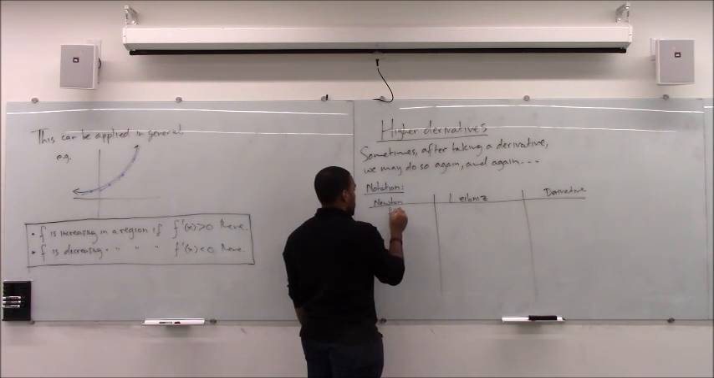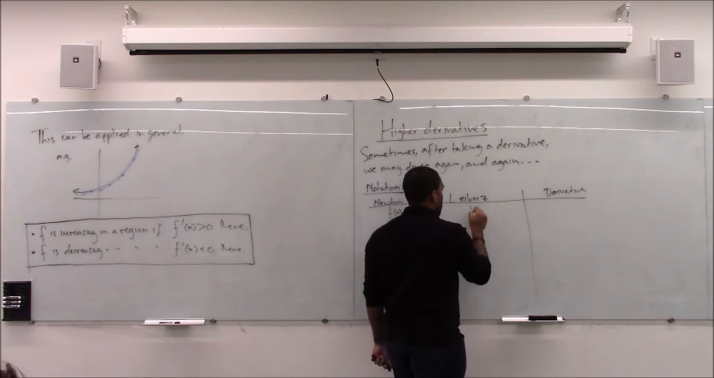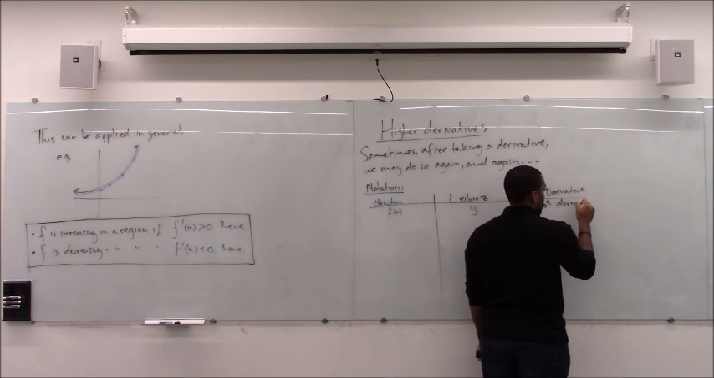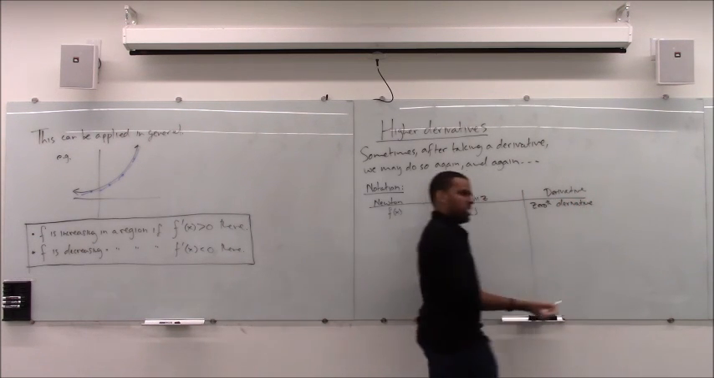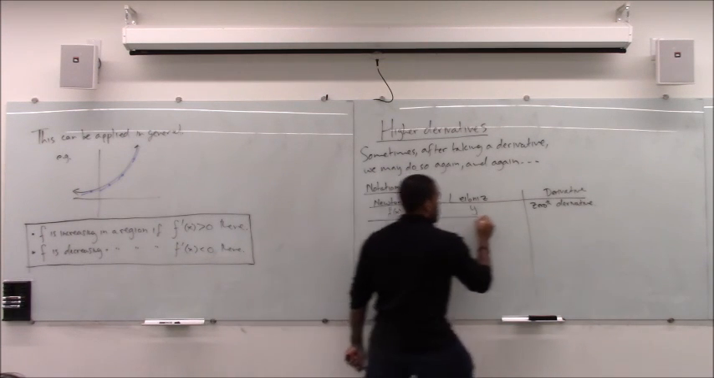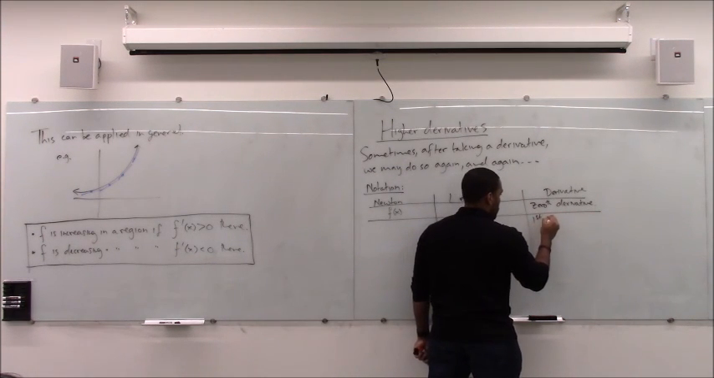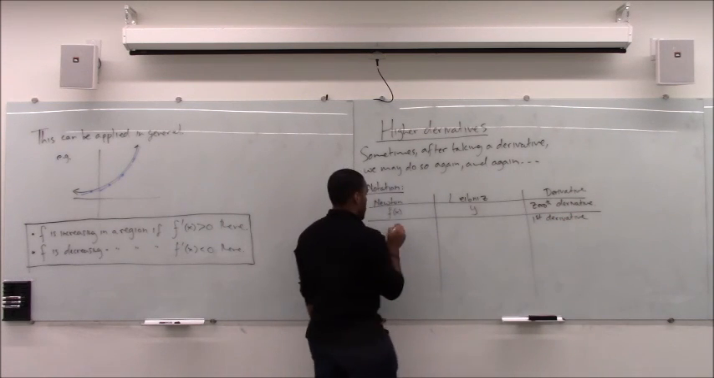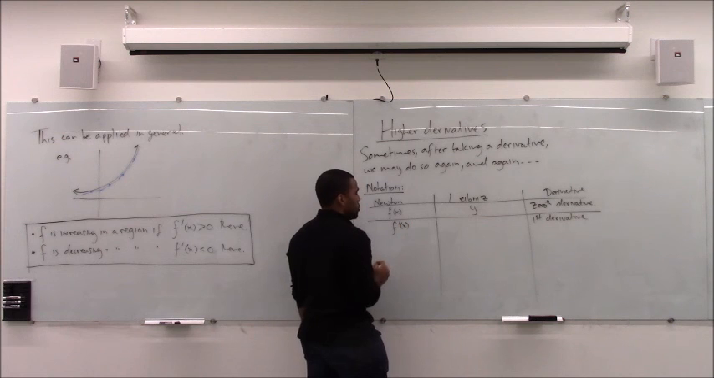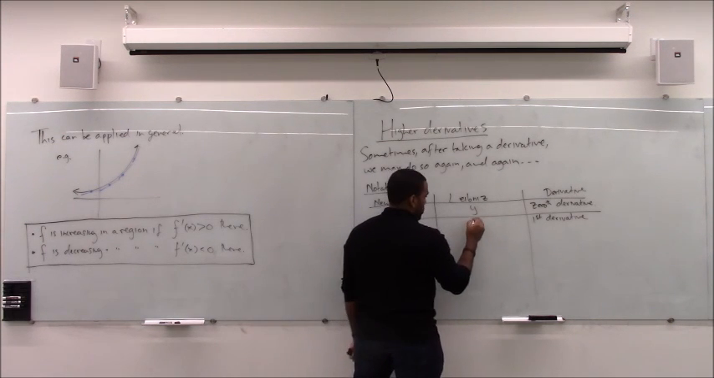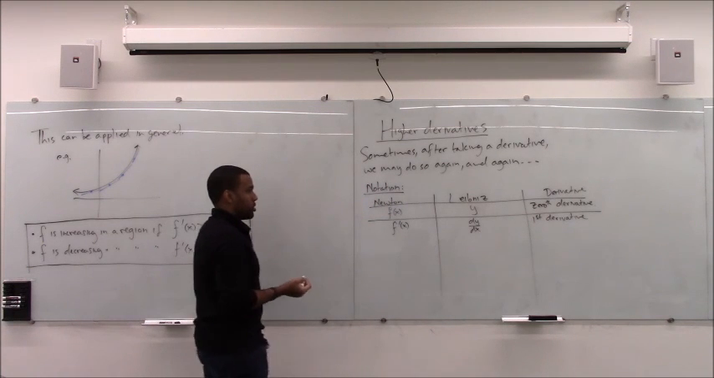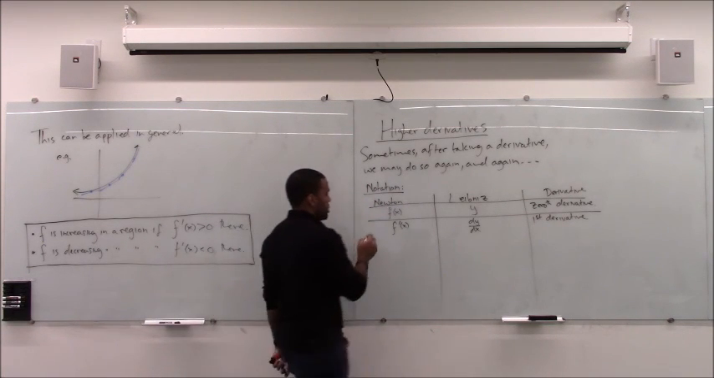In Newton notation, you might call the function f of x, while Leibniz might call it y. The original function is the 0th derivative. You've taken no derivatives. Now, of course, the first derivative we know about. This we call f prime in the Newton prime notation. Leibniz notation is going to call it dy dx. That's the first derivative. That's the slope of the tangent line to the function.